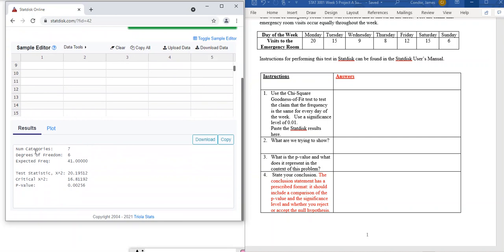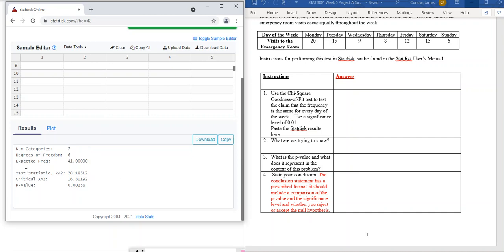Okay, here's my results. The number of categories, well, 7, that was the 7 days of the week. Degrees of freedom, in this case, it's n minus 1, or the number of categories minus 1 for this table. So that means there's 7 minus 1, or 6 degrees of freedom. The expected frequency, meaning what would we have expected in every one of these days?